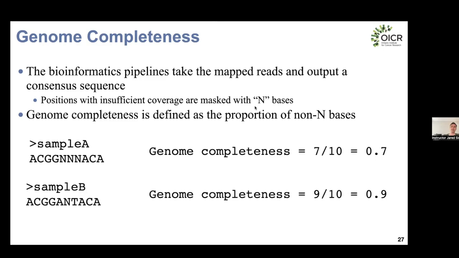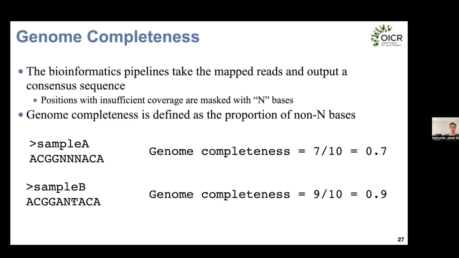If there's less than 10x coverage, that position in the genome gets annotated with an N, basically saying there was insufficient information to call a base at that position. So we define genome completeness as the proportion of non-N bases in our sample. So for example, this sample here had 3 N bases. These are 3 bases that are low coverage, 7 ACGT bases. So our genome completeness would be 70%, 7 out of 10.